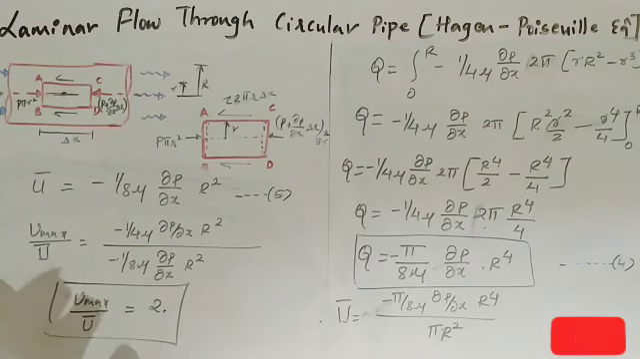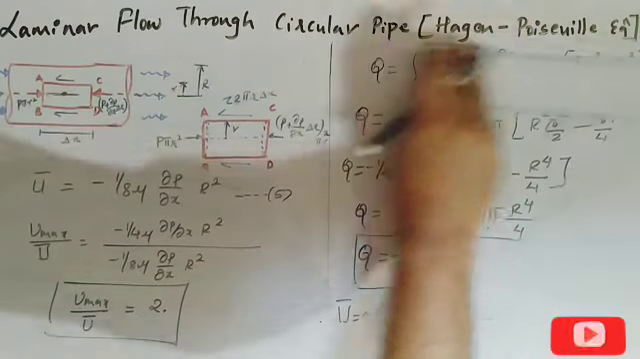But this is not the actual Hagen-Poiseuille equation. This is just the ratio of u max to u bar, that is maximum velocity to average velocity, which is equal to 2. Now the Hagen-Poiseuille equation is identified by considering an elemental length, that is, a drop in pressure is observed over some length. With the help of that drop in pressure we will get the Hagen-Poiseuille equation. So I will erase this equation.